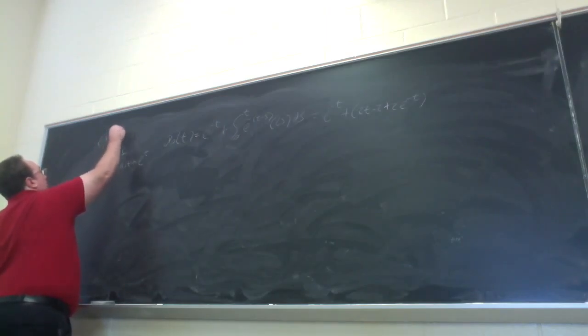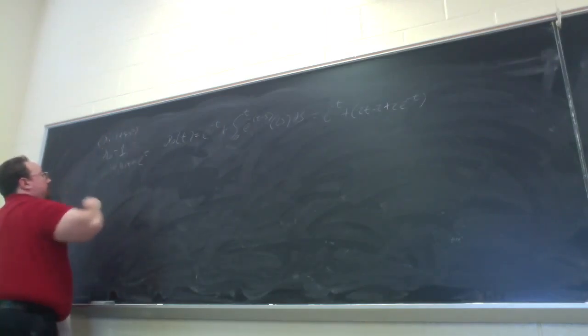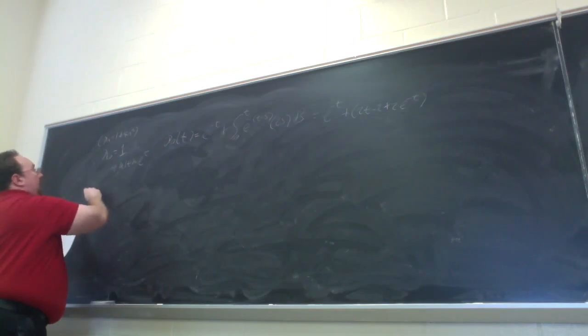How do you get lambda 0 equals 1? Oh, because lambda n is 1 plus 4n squared. Right. Okay. Now lambda 1 is equal to 5 for that reason.